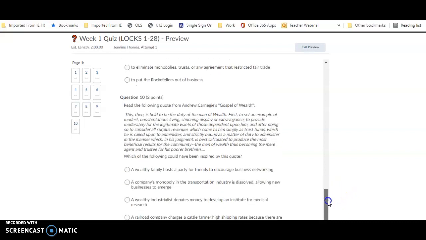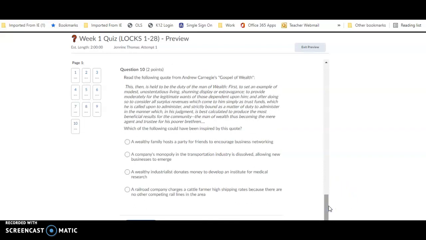Question number 10. Read the following quote from Andrew Carnegie's Gospel of Wealth. Which of the following could have been inspired by this quote? A wealthy family hosts a party for friends to encourage business networking. A company's monopoly in the transportation industry is dissolved, allowing new businesses to emerge. A wealthy industrialist donates money to develop an institute for medical research. Or, the last option, a railroad company charges a cattle farmer high shipping rates because there are no other competing rail lines in the area.